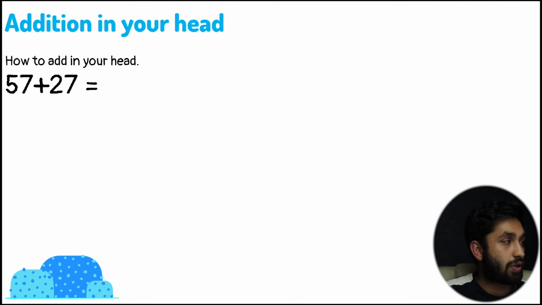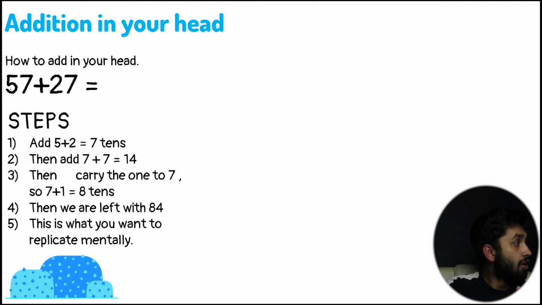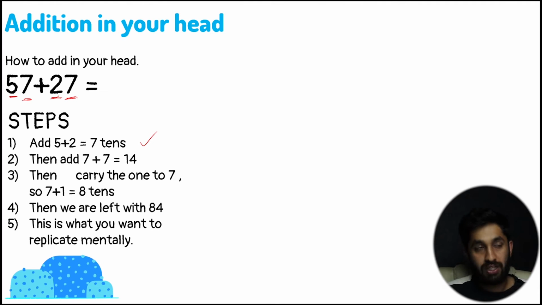So 57 plus 27, what are the steps in terms of calculating this equation? So we are going to add the 5 and the 2 to make 7 tens. That's relatively simple. Then you are going to add 7 plus 7, so the units, which gives us 14. Now you have 70 and 14.